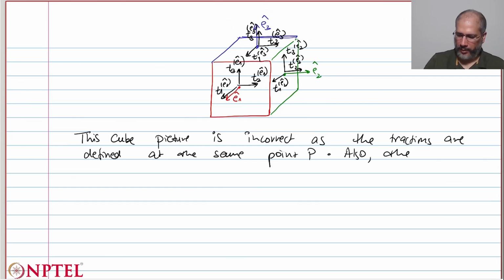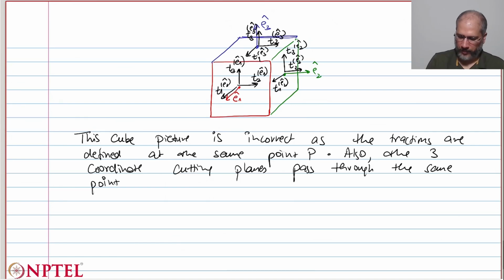Also, the three cutting planes, or the three coordinate cutting planes, pass through the same point P. And here you can see that these coordinate cutting planes do not all pass through the same point. In fact, the points where the traction vectors are defined are all three different points.